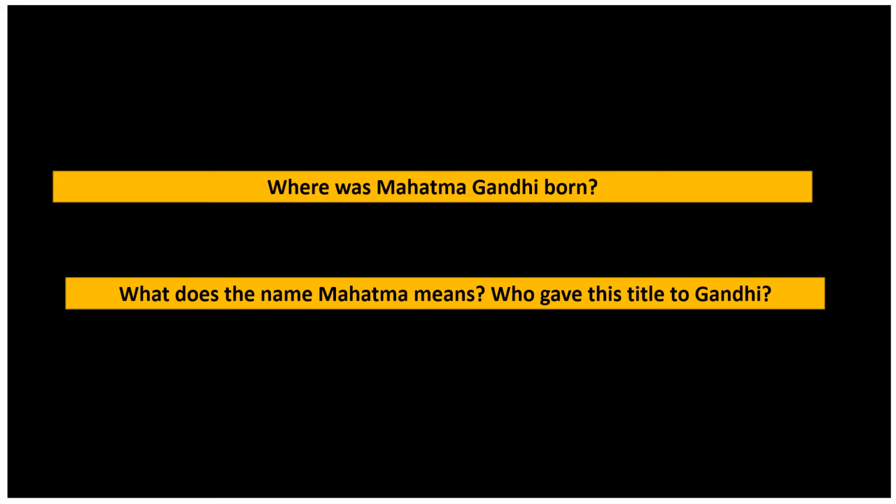So I really feel that in question number 1, I need to mark the word born, which I feel is catchy, and which I need to mark when I read the comprehension. Then the next question is, what does the name Mahatma mean? So here Mahatma and means. Who gave this title to Gandhi? Then who gave. So these are the few things which I need to mark if I want to know the answers of question number 1 and question number 2. The very first thing is born, then Mahatma means, and who gave this title to Gandhi.